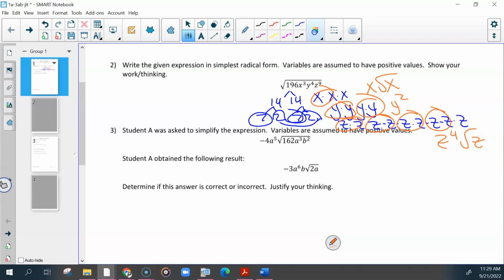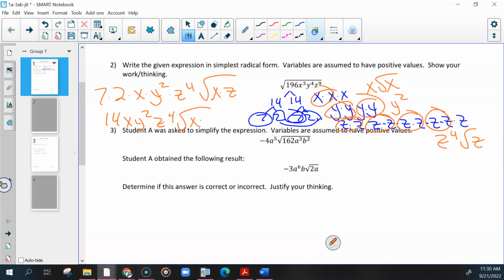Then we can put all of the outside pieces together. We have 7, 2, x, y squared, z to the 4th. Put all your inside pieces together, which would be x and z. And then simplify it. 14xy squared, z to the 4th, times the square root of xz. Questions about that one?